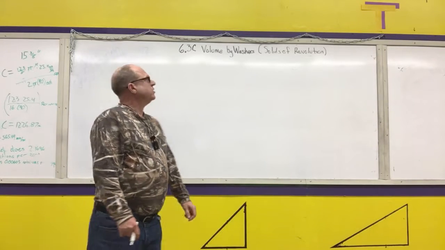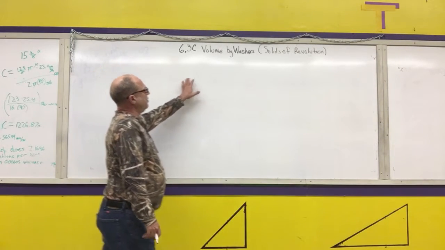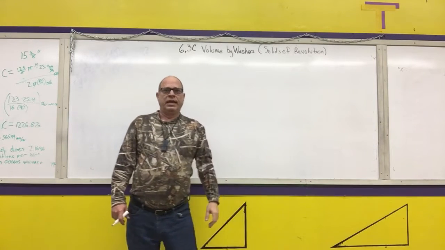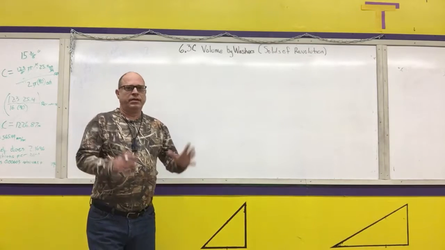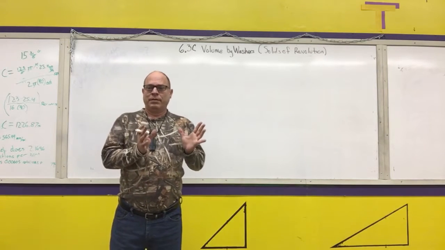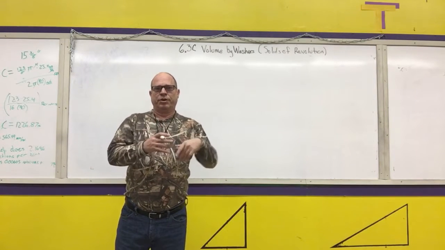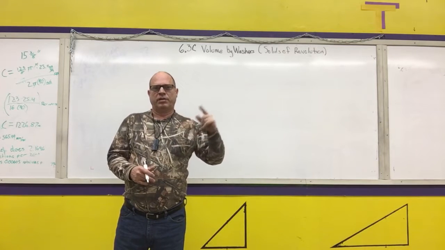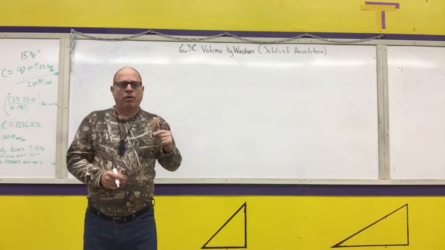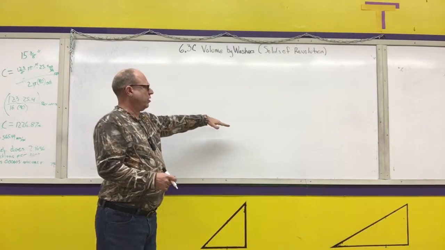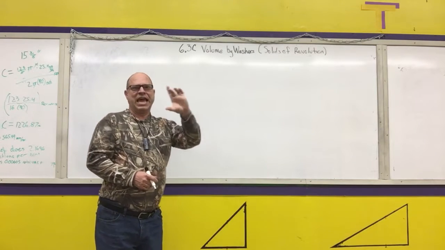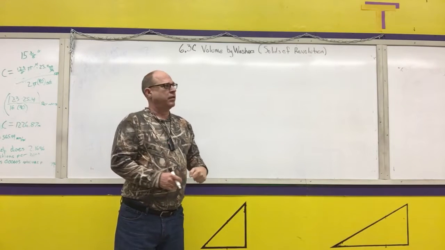The last part of section 6.3 is volume by washers. Again, it is a solid of revolution, and this solid is formed by having the area between two curves swept around a horizontal or a vertical line, or an area of a single curve that's swept around a horizontal or vertical line that's not the axis, that leaves a gap inside of the solid.